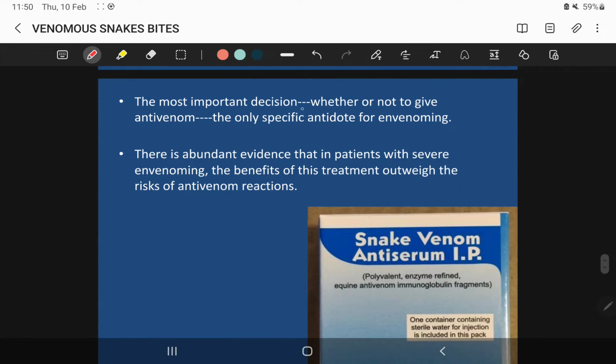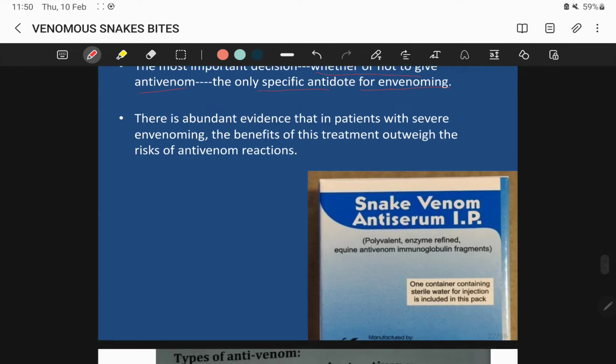Okay, so the most important decision is whether or not to give antivenom, the only specific antidote for envenoming. Okay, the only specific antidote.